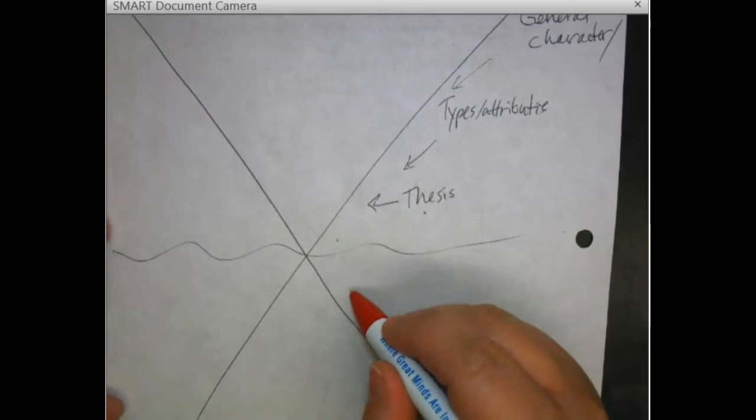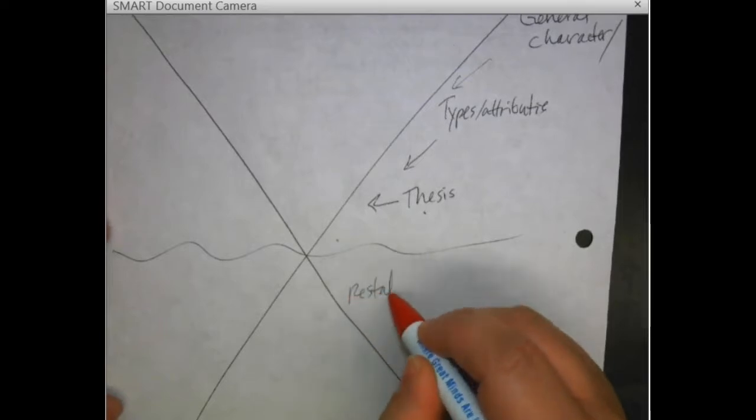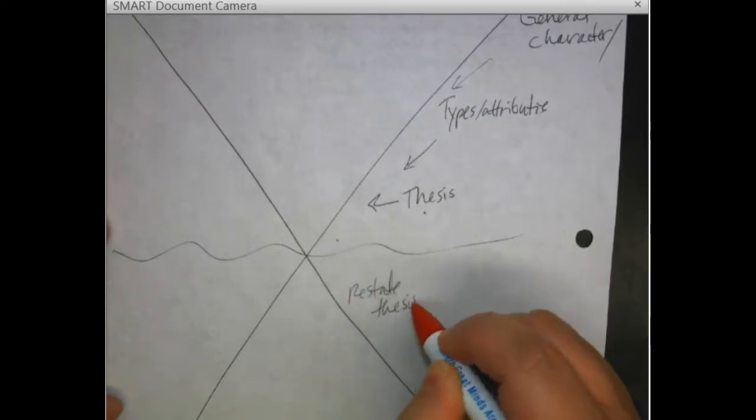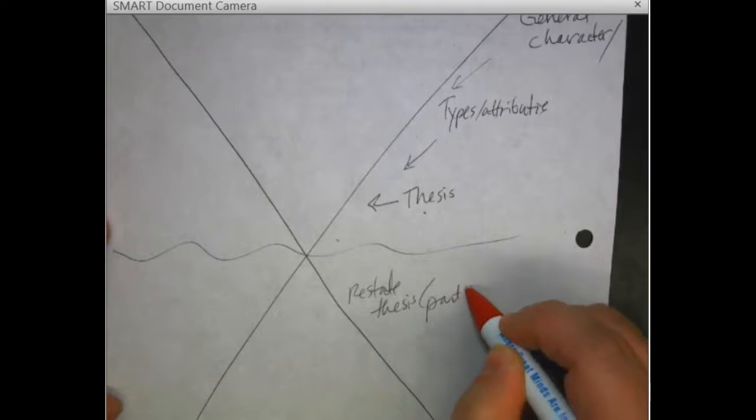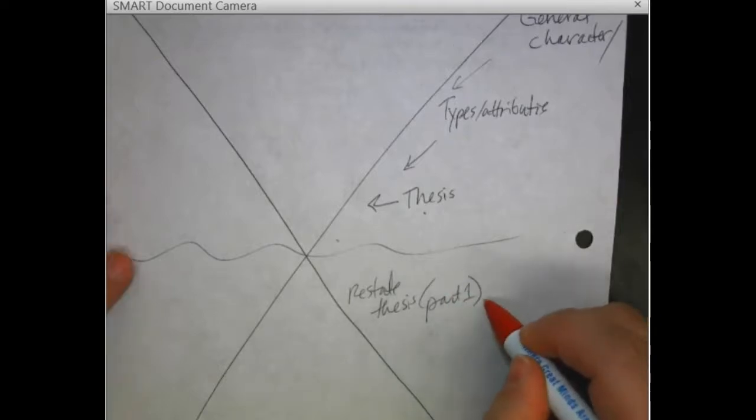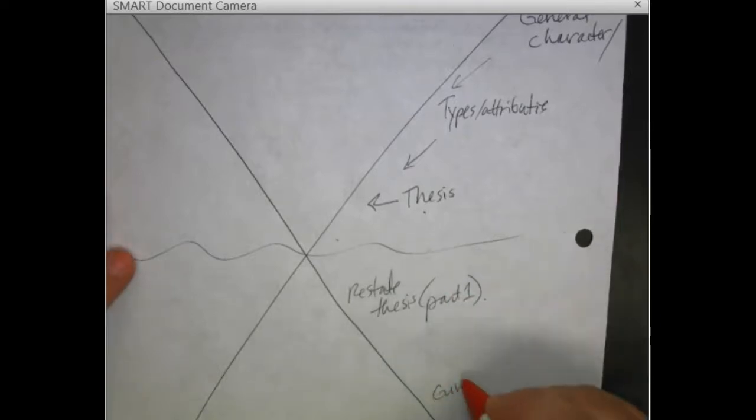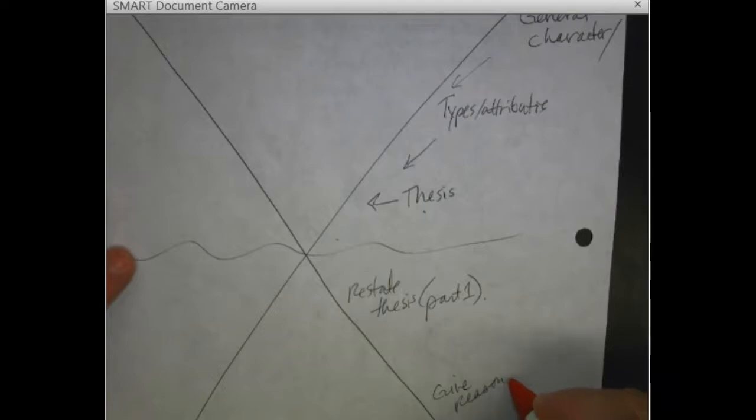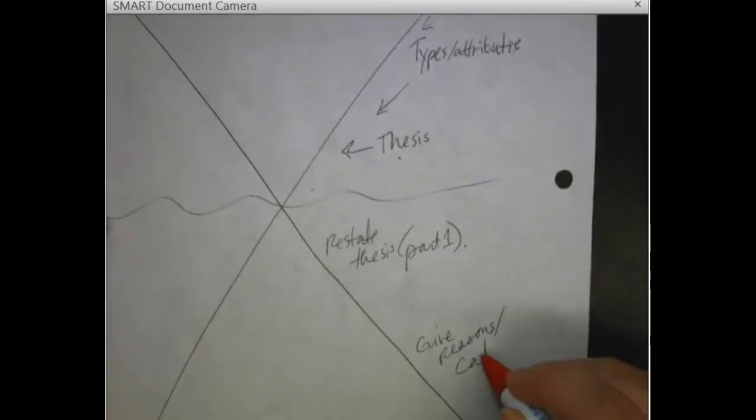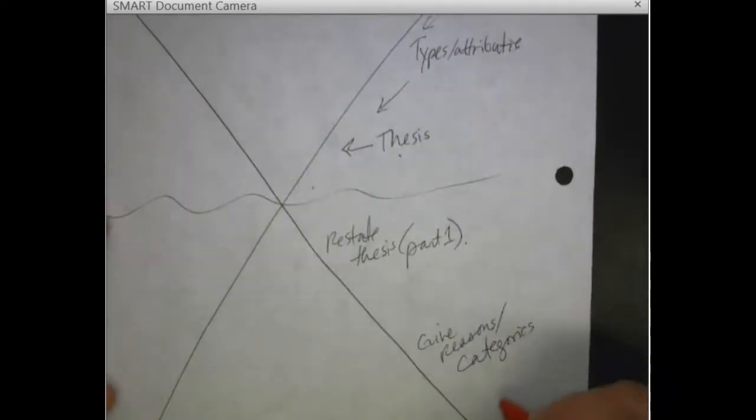For your conclusion, you want to restate your thesis. I'm going to say part 1, which would be the character from the book or movie. You're going to give the reasons or similarities, which are really just the categories from your thesis.